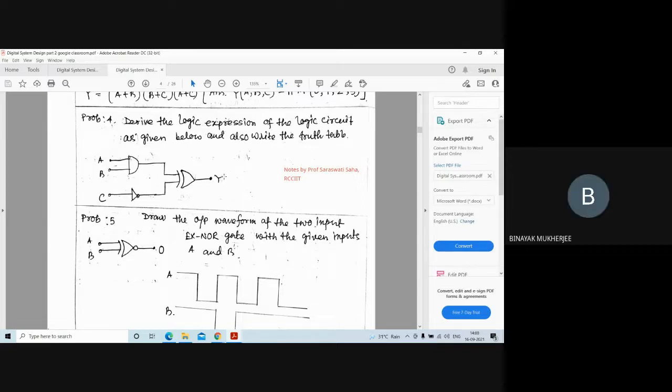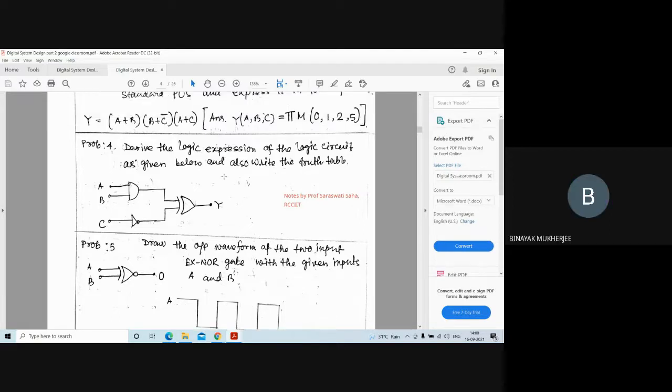Y equals to AB XOR C bar. So you can write AB XOR C bar, right? And you can also decompose it. For example, AB XOR something is A not B plus A B not in this form, right? Okay.